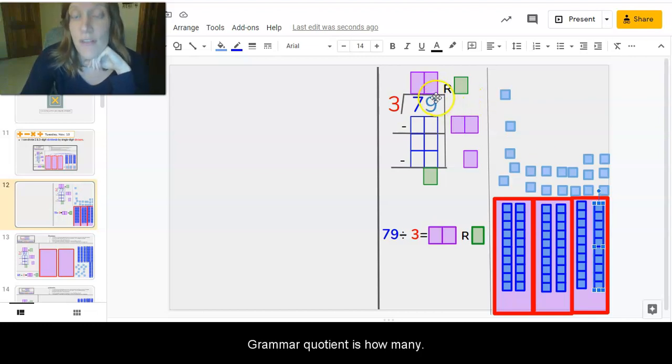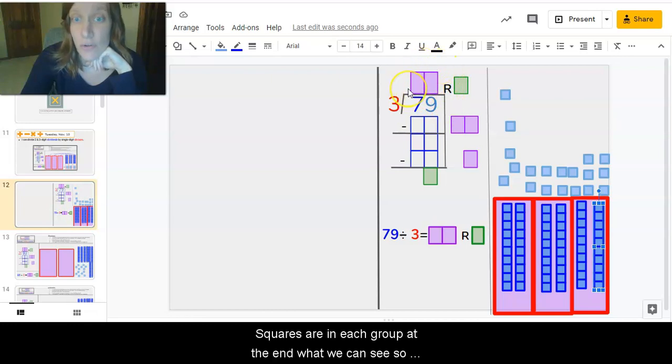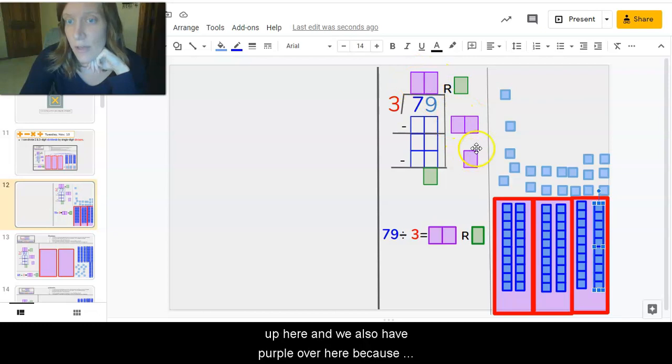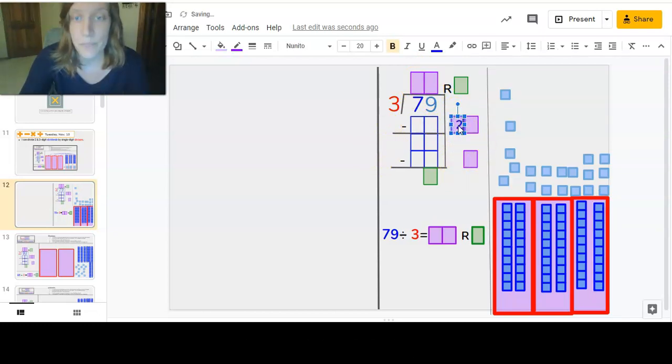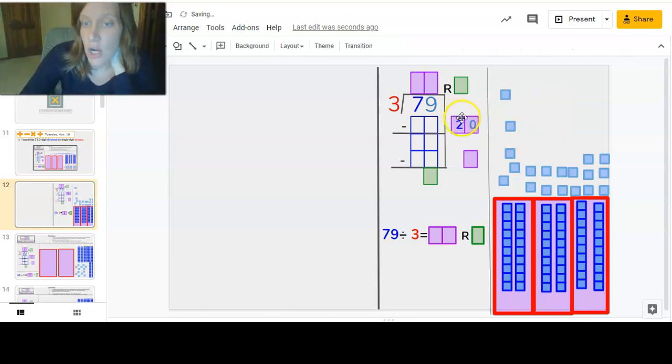Remember, our quotient is how many squares are in each group at the end. Well, what we can see so far is each one definitely is going to have 20. So you're going to notice we have purple for our quotient up here, and we also have purple over here, because here's what we're doing. We're saying there are 20 in each so far.